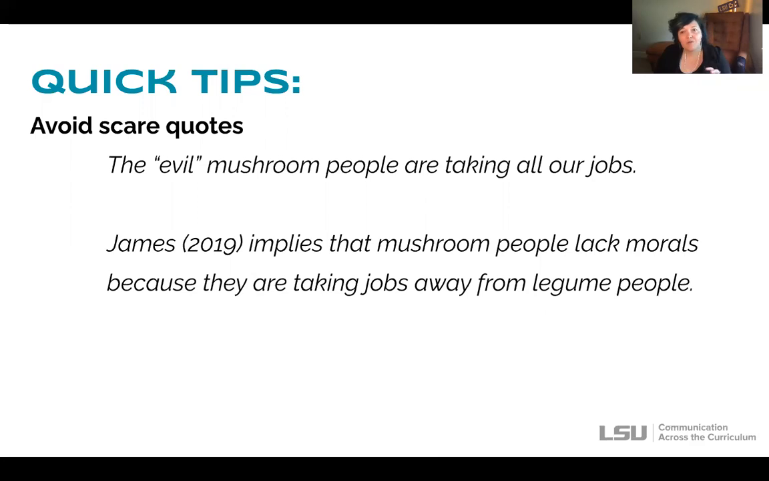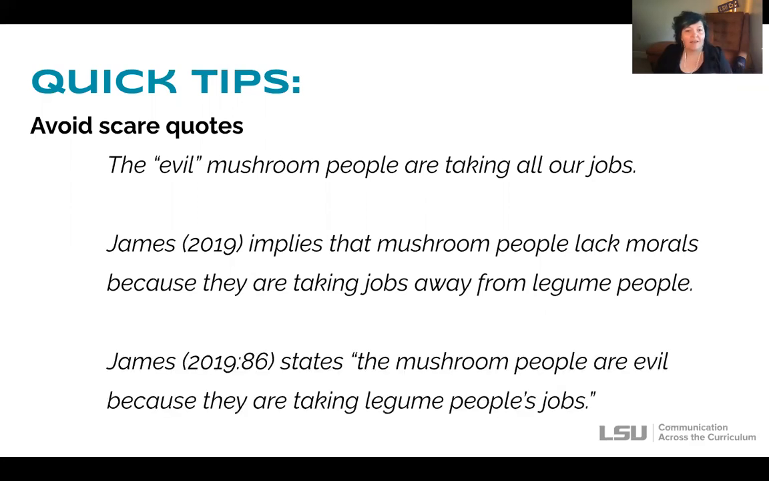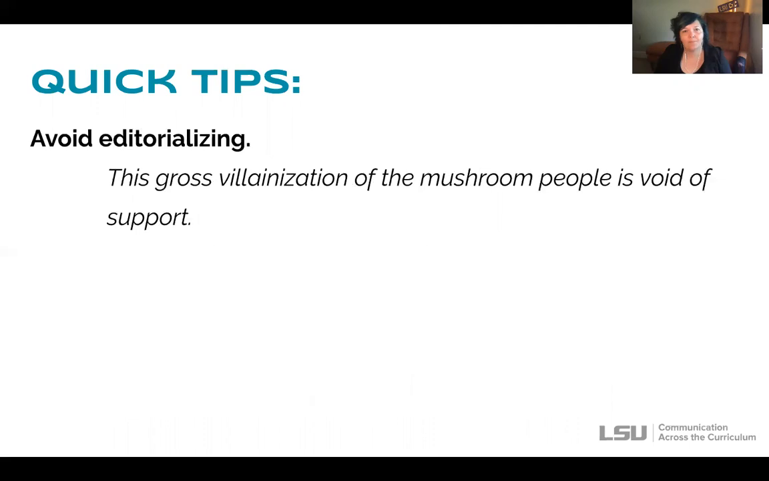Now, if you wanted to use a direct quote, then you could say something like, "James 2019, page 86 states, 'the mushroom people are evil because they're taking legume people's jobs.'" So in this case, you're actually saying that this person, James, did actually use the word evil, but you're giving me enough other information around that quote to understand why evil deserves quotation marks. And so those are some important distinctions.